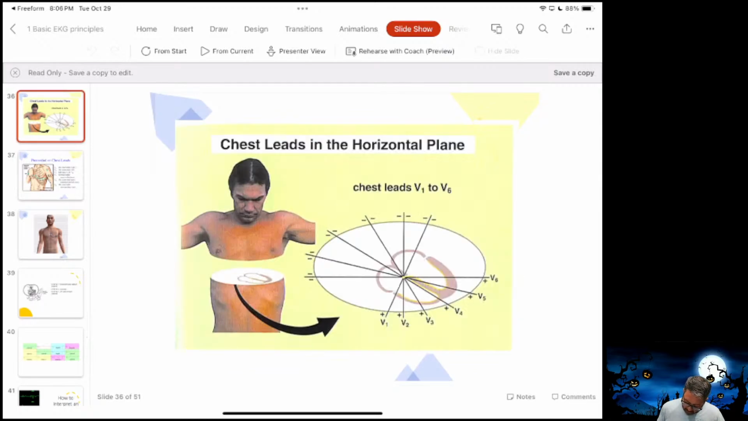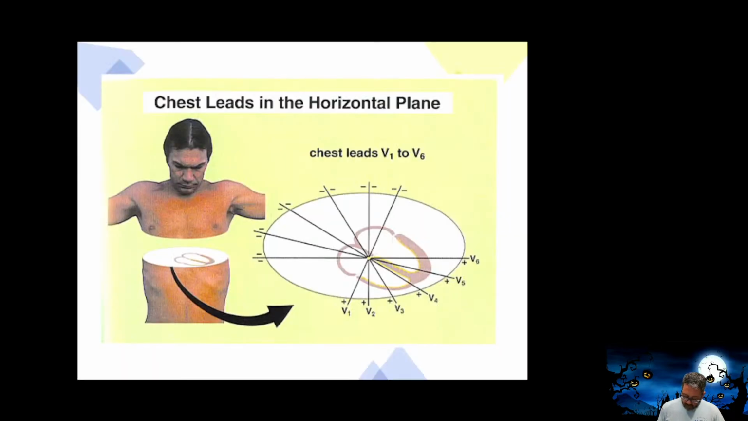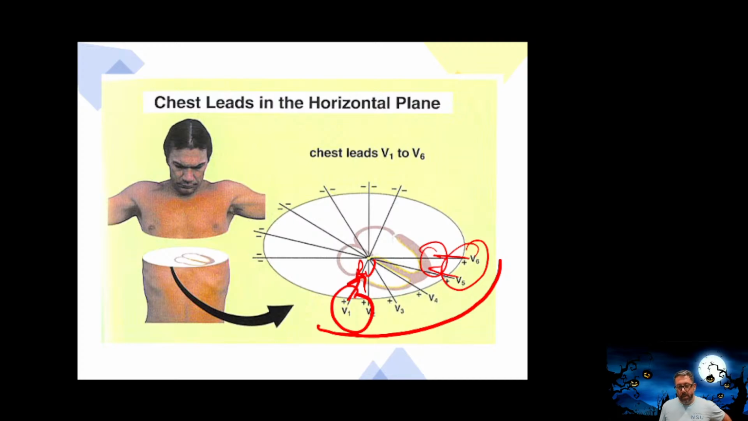This is a good picture too. Looking at, here's your, if you're curious about those horizontal leads, if you can visualize this, then it makes a little more sense. Here's V1, V2. What is it looking at? Right ventricle. Here's V5 and V6. So what are they looking at? Lateral, left ventricle. That's why whenever you see bundle branch blocks, if it's right, V1, V2, because it's looking directly at the right side of the heart. And V5 and V6 is always looking at the left side of the heart.